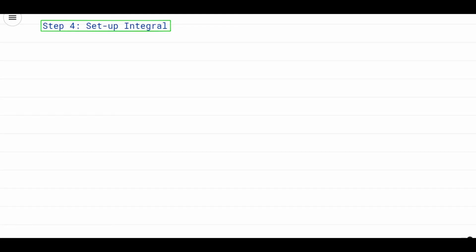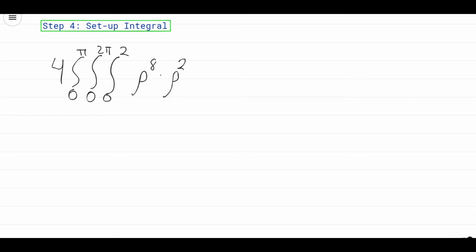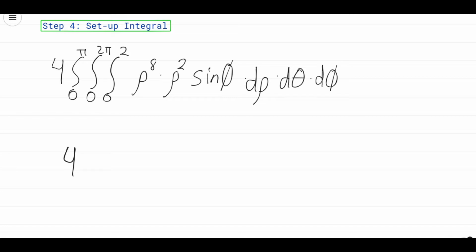So now that we have that, we're going to go ahead and set up the integral. And the integral will be our phi bounds, our theta bounds, and our rho bounds. And we have rho to the 8th, which was our f of x, y, z, and then we have our dv, which is rho squared times sine phi d rho d theta d phi. And the constant 4 from 0 to pi, 0 to 2 pi, 0 to 2.